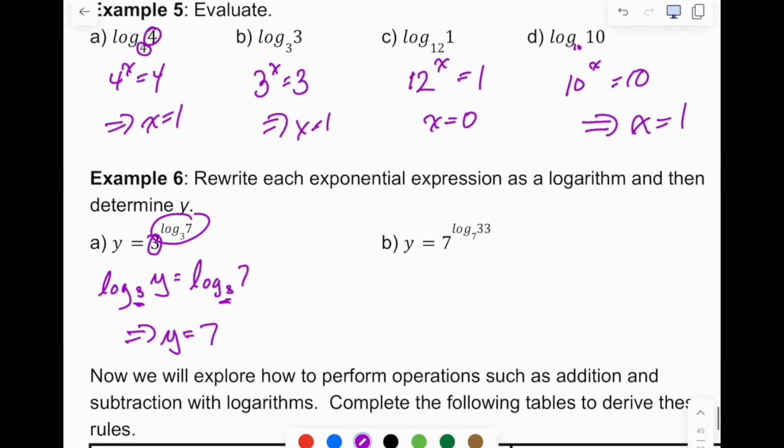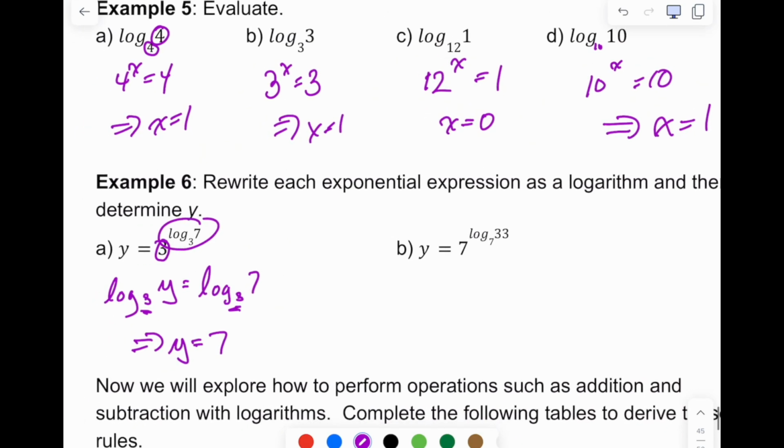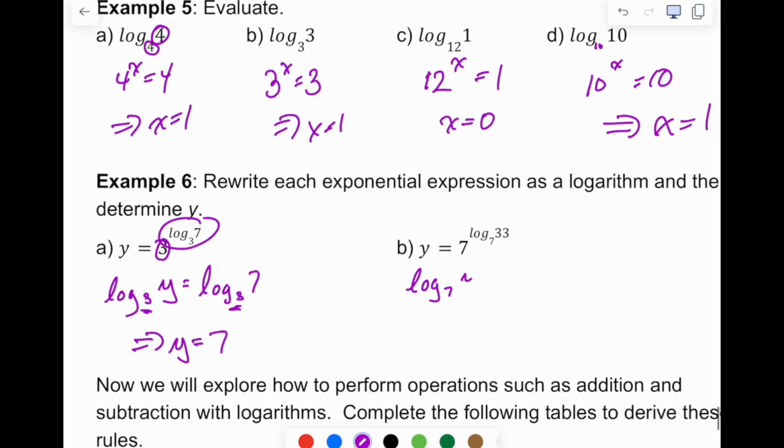And this one I think is going the other way. So again, we want to convert this to a log. So there's my log. What's my base? My base is 7. And what's my answer to the power? So that's what the log is. And in this case, what is the exponent? It's log base 7 of 33. So again, I have the same base of my log. So therefore, I can apply that y is equal to 33.